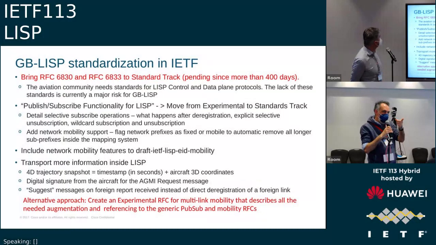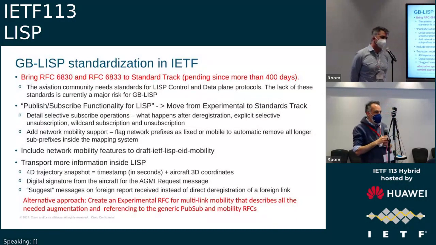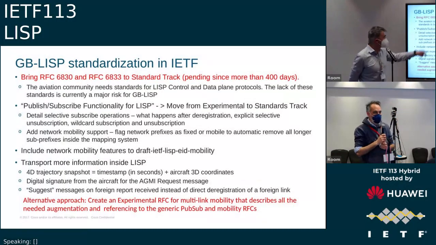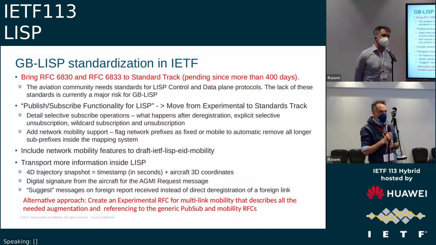But regarding the publish-subscribe, could you elaborate a little bit further on the selective subscribe and explicit selective unsubscription and wildcard? I don't understand that. Selective subscribe means we subscribe only for one or a number of specific mobile network prefixes, for a number of specific EIDs, not for all. Okay. So we want to subscribe to a list of EIDs. Okay, so not a prefix, but /32s inside that prefix. Right, for example. Yeah, with the wildcard /32, /40, /42. Okay.